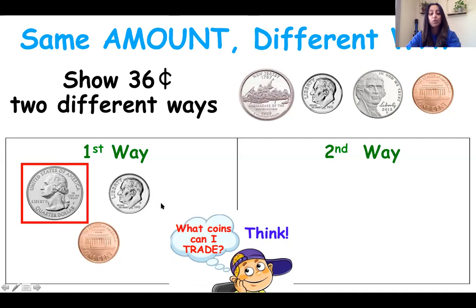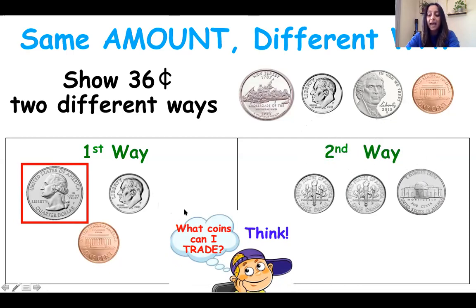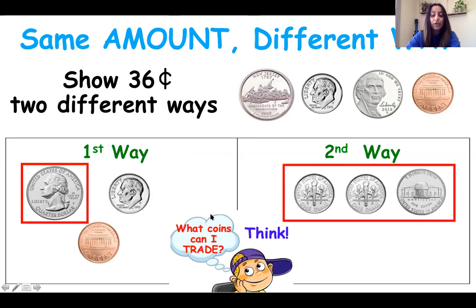I'm going to trade this quarter for 2 dimes and 1 nickel. Because if you remember from the previous slide, that is how to make a quarter. 25 cents is 2 dimes and a nickel. 10, 20, 25. So far, we traded the quarter for 2 dimes and 1 nickel. I've already traded something, so I don't need to trade anything else.